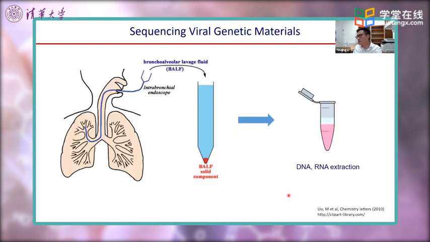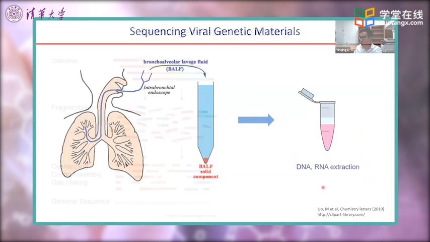To sequence the viral genomes, we need to collect the virus, and we can get the virus from the BALF, the liquid that flushes the lower tract of the respiratory tract. We will then first confirm that there's a virus by using the cytopathic effect assay. And once we confirm that there's virus, we can do the genetic material extraction.